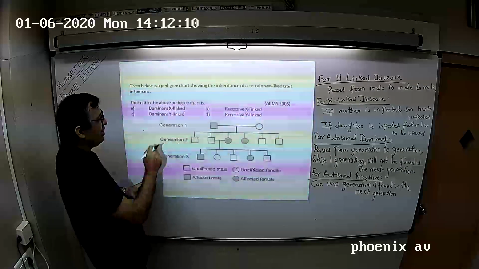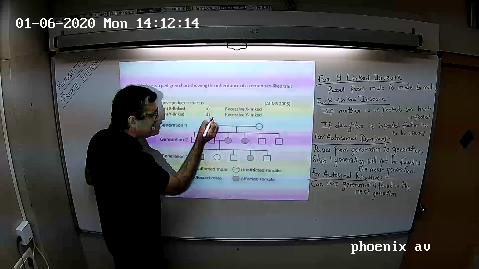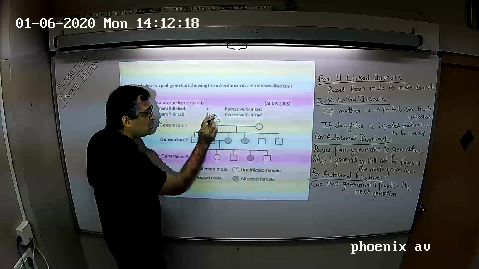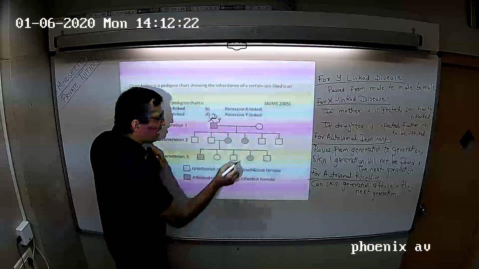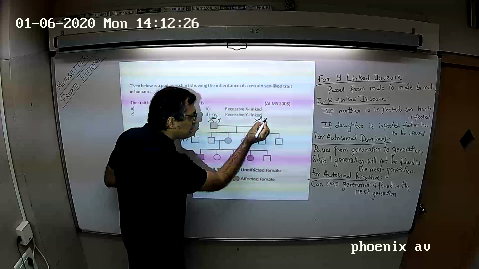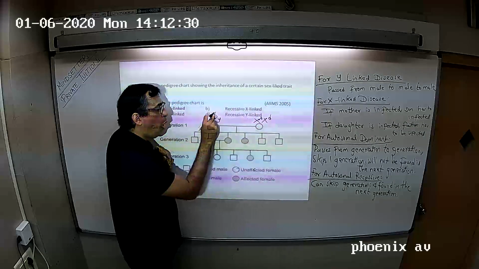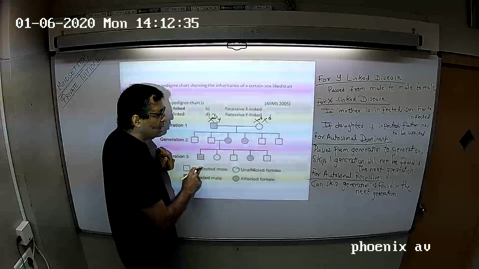Remember carefully, this is an X-linked dominant disorder. So this is an X-linked dominant disorder. So X small d, or dominant capital D, X capital D, and this is X small d, X small d. So the mother is normal, and the father has the X-linked dominant disorder.